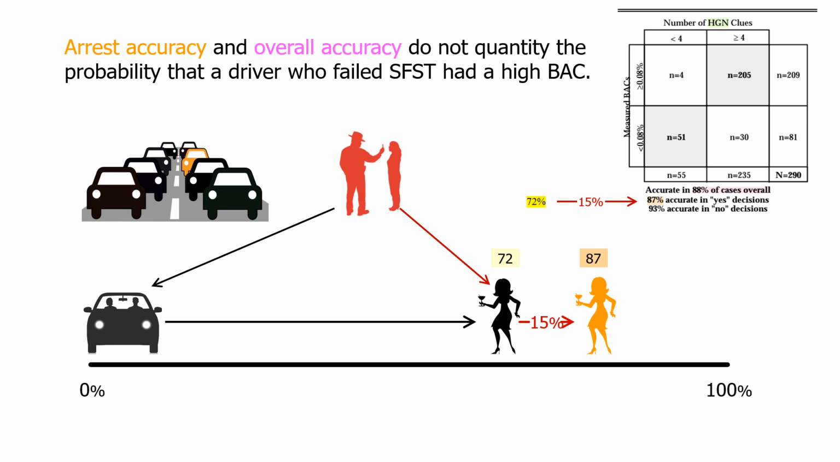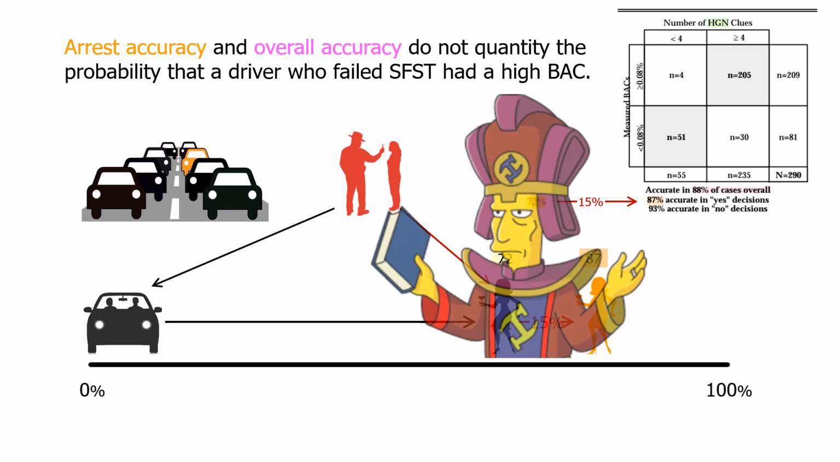Congratulations. Congratulations on sticking around through the hard part. The fanfare means it's time to put the purpose of this video into one sentence. The orange arrest accuracy and the pink overall accuracy do not quantify the probability that a driver who failed the SFST had a high BAC. Good. Just a few minutes ago you didn't know this science, and now you understand it. Welcome to the light. Now you are one of us.